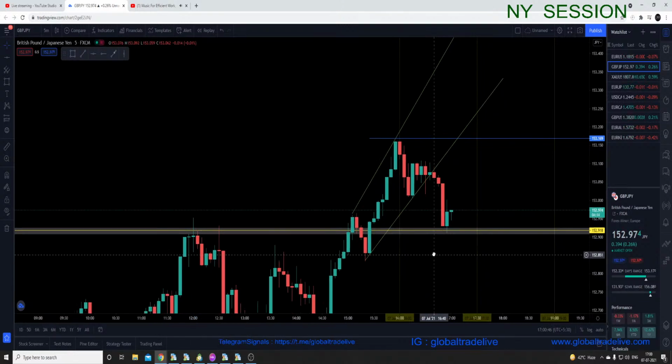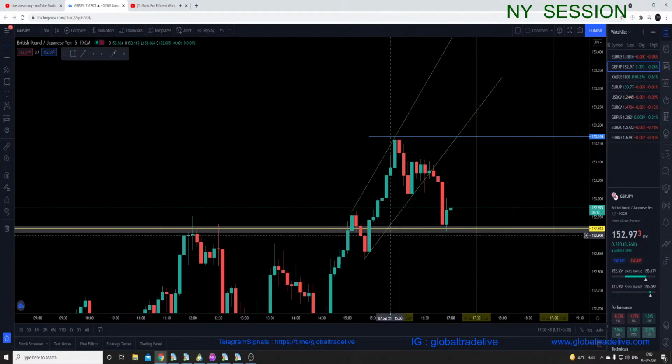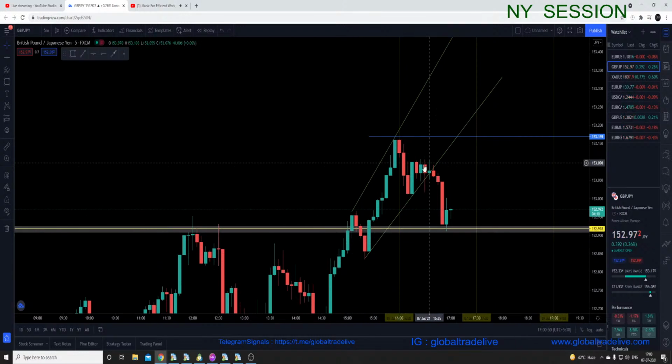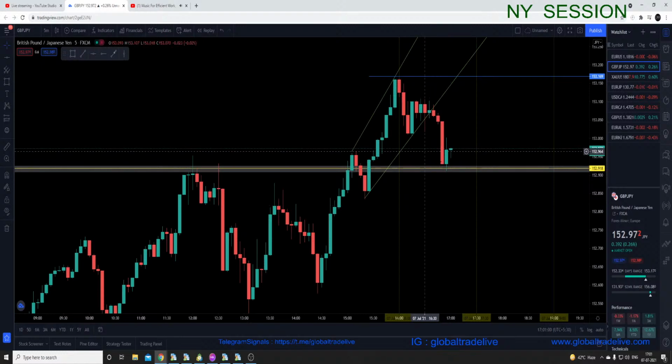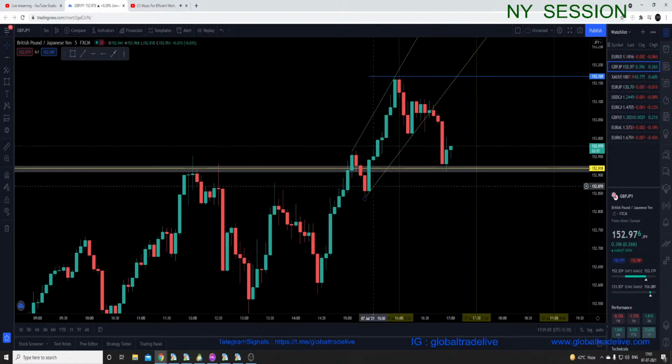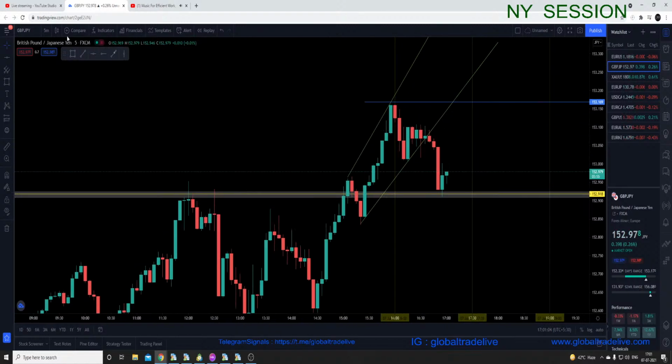Because if the price stays above 152.918, then it's a buy. If the price starts to go down below 152.918, then it will turn into a sell, but not instantly, but later on. Yes.